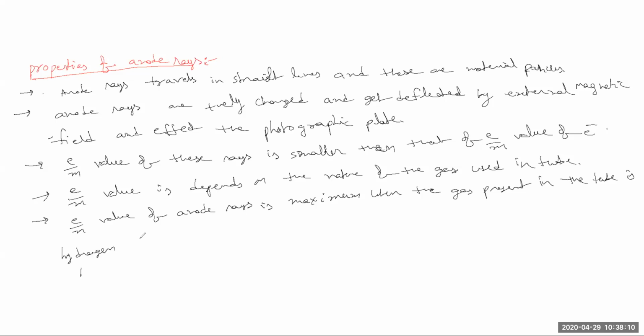So that value is 9.58 into 10 power 7 coulomb per kg, or 9.58 into 10 power 4 coulomb per gram. Right, that one. Okay. So the protons carry unit positive charge with unit mass.